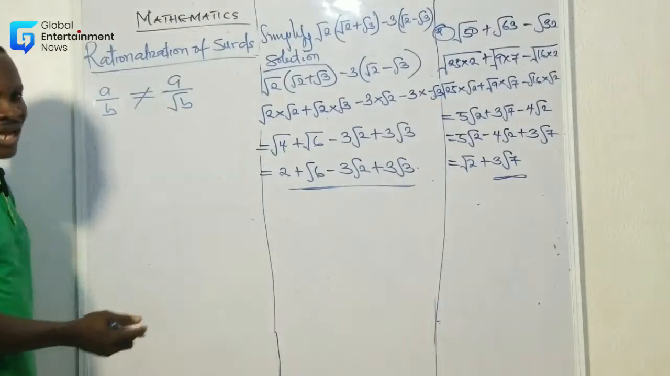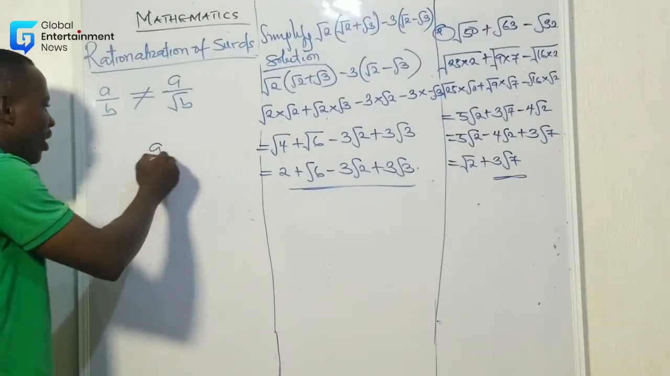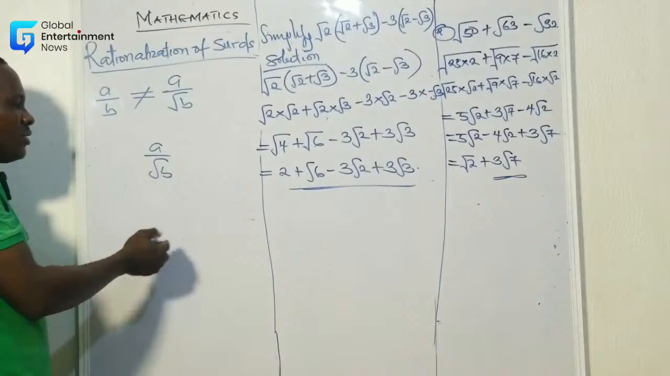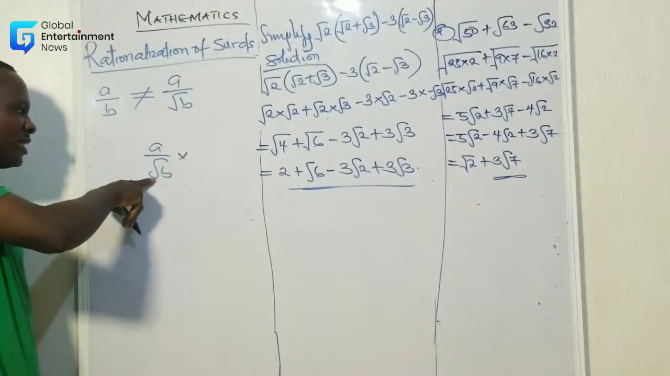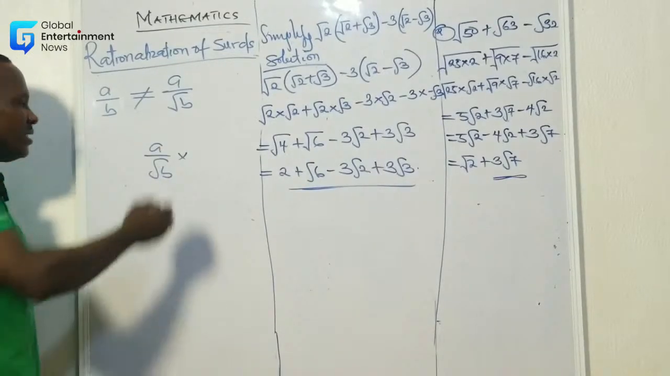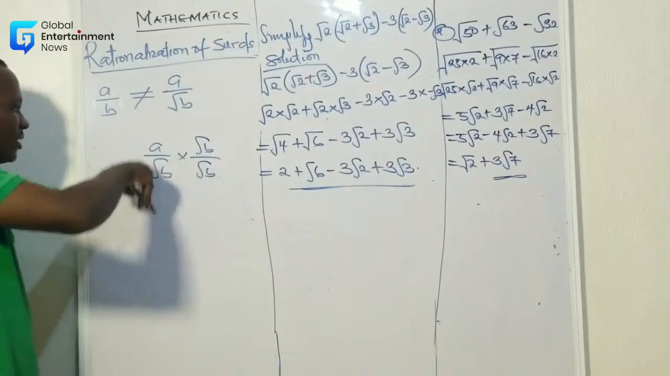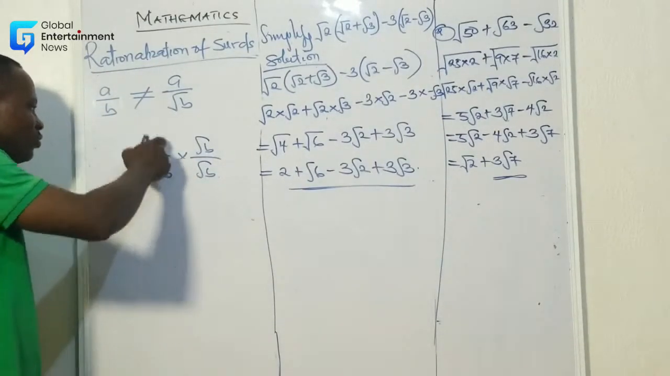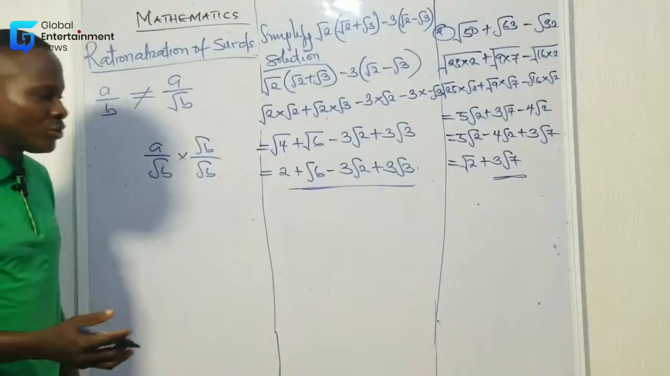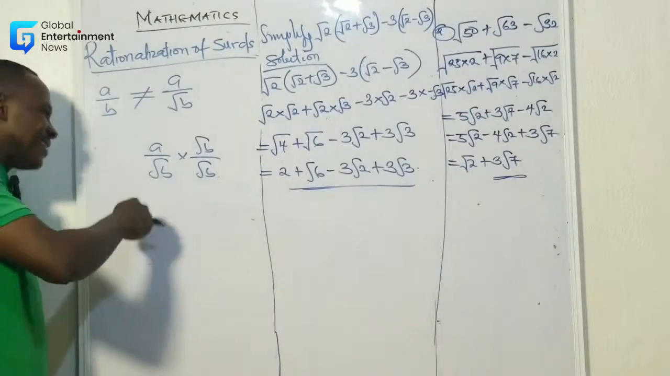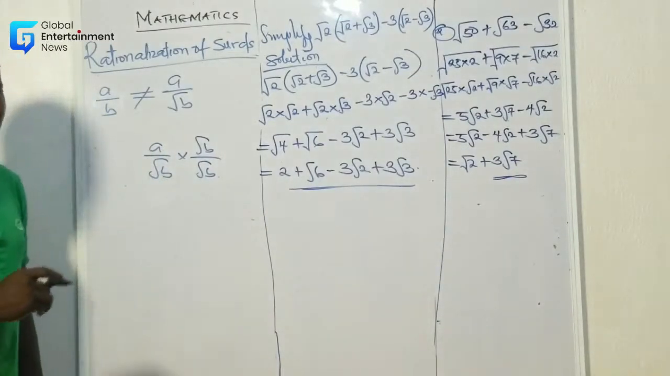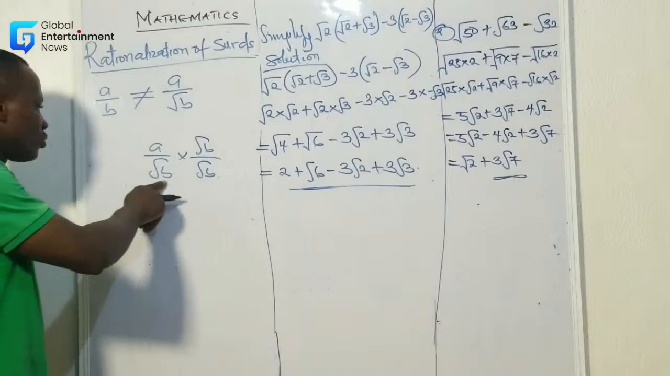How do we rationalize it? We are going to say a all over root b. That is the question. We now multiply by the denominator, root b. It will now be root b all over root b. You will rationalize both the numerator and the denominator by that same denominator, and that denominator is root b.